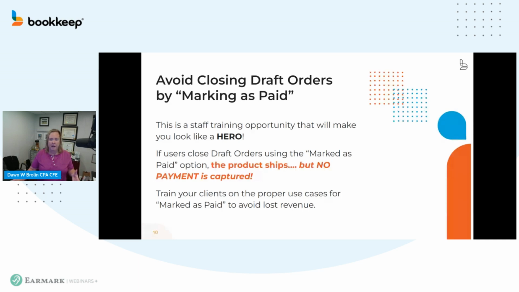Mark as Paid wasn't meant to be used to close out a draft order unless one of the two conditions apply, right? So we've got a wire transfer, all those types of things, and money's already been received. Or we've imported previously paid orders. That's what that was meant for. But people will go in and mark it as paid. The shipment is sent, but the money was never actually paid. And that's where the problem is.